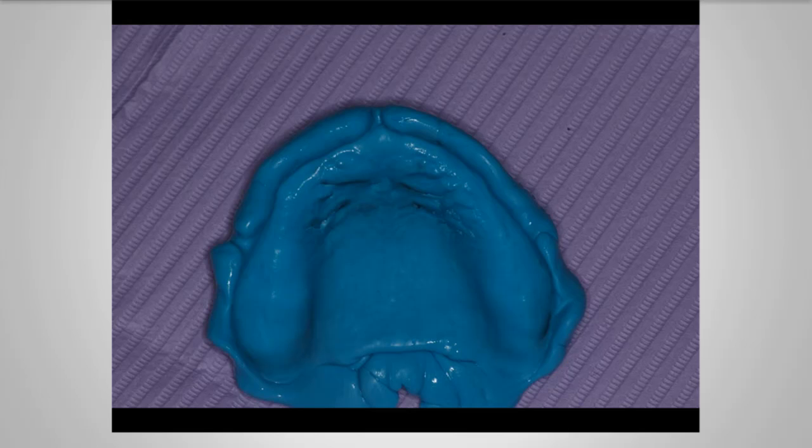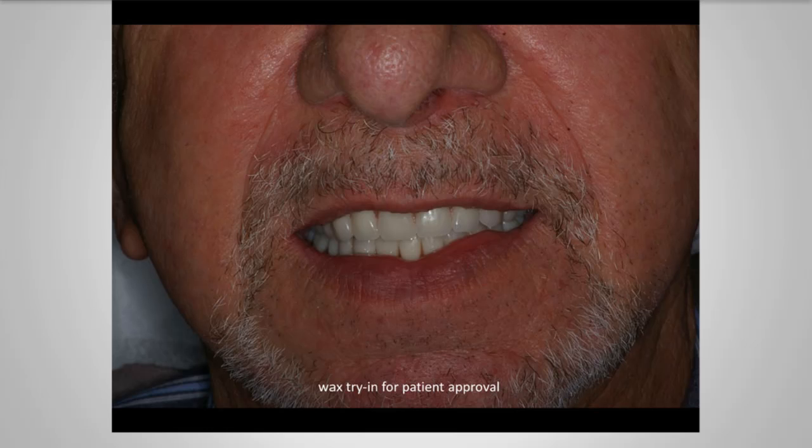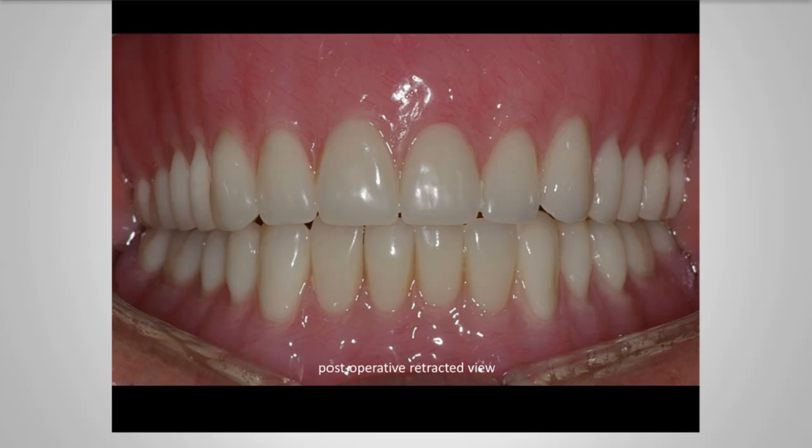We sent these impressions to the local lab, and they went ahead and poured them up, and a week later they had a wax try-in of the teeth for the patient to visualize and see if he was happy with not only the size, shape, and color. The patient obviously approved it. He was very pleased with the look, but also of the bite of those teeth.